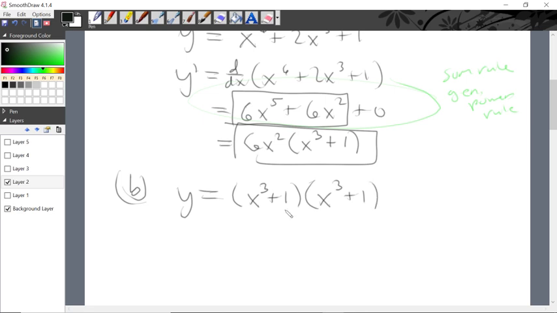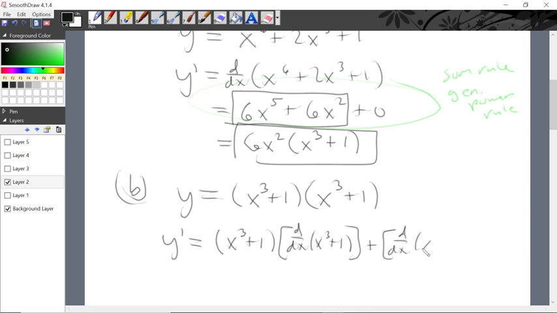But let's use the product rule. Let's write this as a product, okay? And then by the product rule, what we do is we leave one of the functions alone, x cubed plus 1, and multiply by the derivative of the other function. Okay, so we're going to take the derivative of the other x cubed plus 1, then plus, now we're going to take the derivative of the first function and multiply that by the second function unchanged. Now the derivative of x cubed plus 1 is 3x squared plus 0.